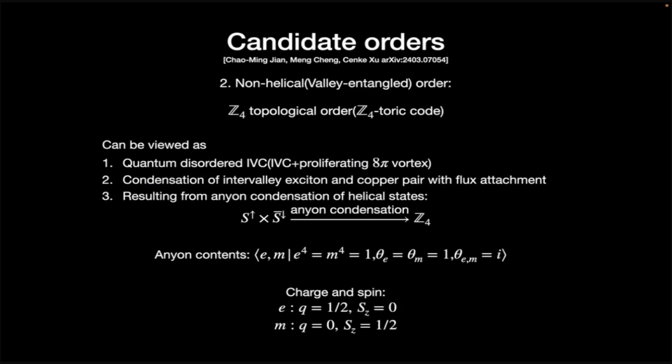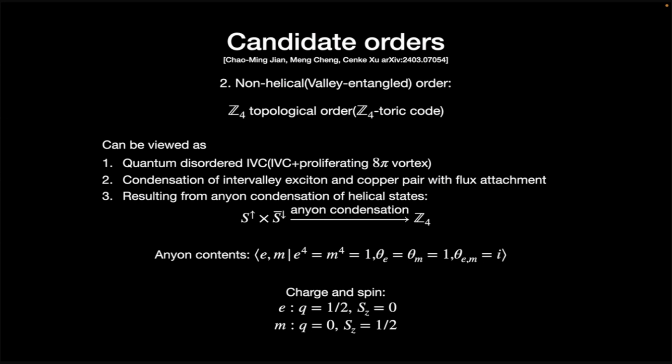So you can either view this as a quantum disordered intervalley coherent state. That is, you first go to an intervalley coherent state by breaking the spin conservation symmetry, and then you can consider proliferating the 8-pi vortex, which would restore the symmetry. And since the 8-pi vortex is 4 times 2 pi, you end up with a Z4 topological order.